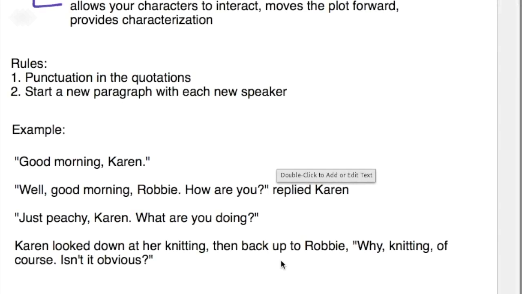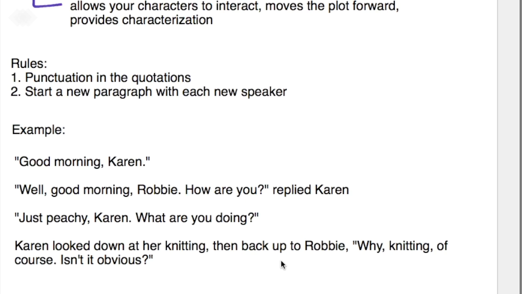On to part 2 of this async activity. Let's talk about dialogue. Dialogue is super important. We obviously talk to people every day, but dialogue, when we talk about it in terms of narrative, it's a conversation with 2 or more people in a book or a play. And the purpose of dialogue is it allows your characters to interact, it moves the plot forward, and it provides valuable characterization activity for your reader.